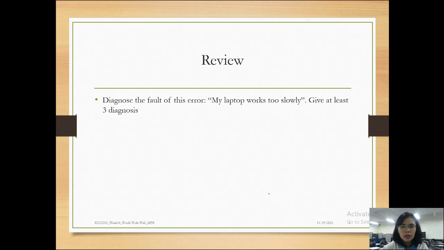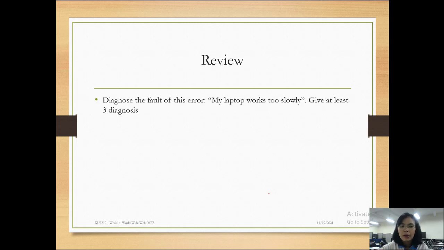So last week we were talking about how we diagnose faults. Okay, so imagine yourself as a doctor, but an IT doctor. So you have a patient or customer with an issue or with a problem, and then how would you identify or diagnose the problems from your customer? So for example, it says over here, my laptop works too slowly. So your job is not giving advice yet, because that's what you will do today, but you are going to identify the fault, why it is happening. So why the computer or the laptop works slowly.